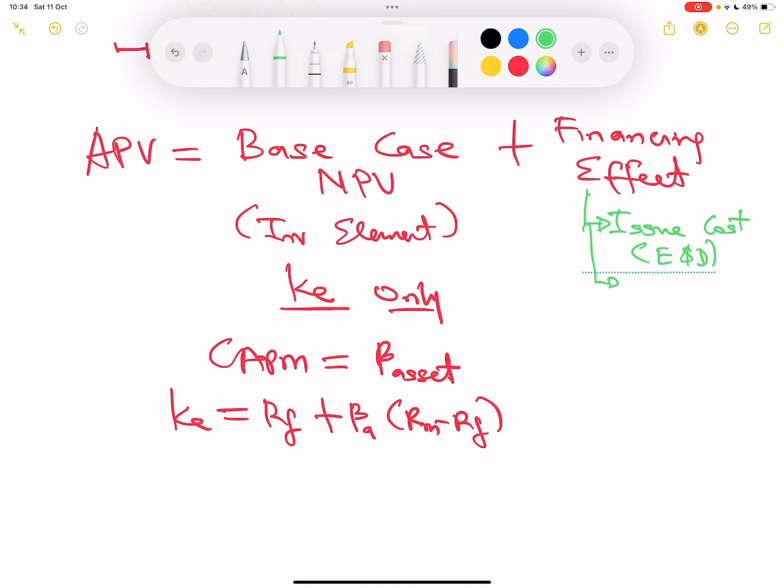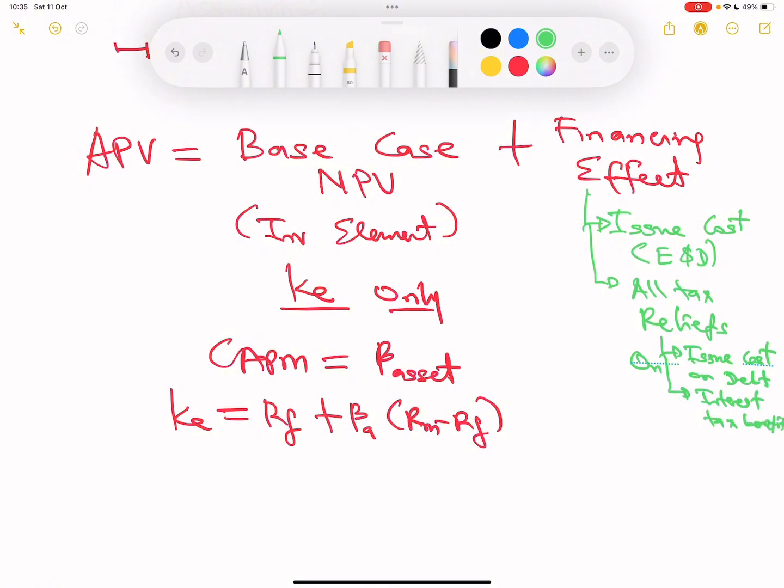Also, all the tax reliefs. I need to identify what are the items that will give tax reliefs. The first item will be the issue cost from debt. Remember, the issue cost on equity doesn't have tax effect because that goes into share premium. So only issue cost on debt will have tax benefit. And likewise, there will be tax benefit on interest. So all of that will have tax benefit.